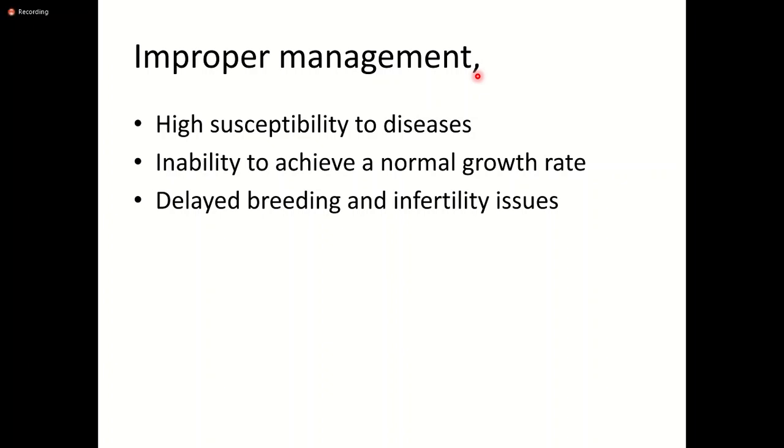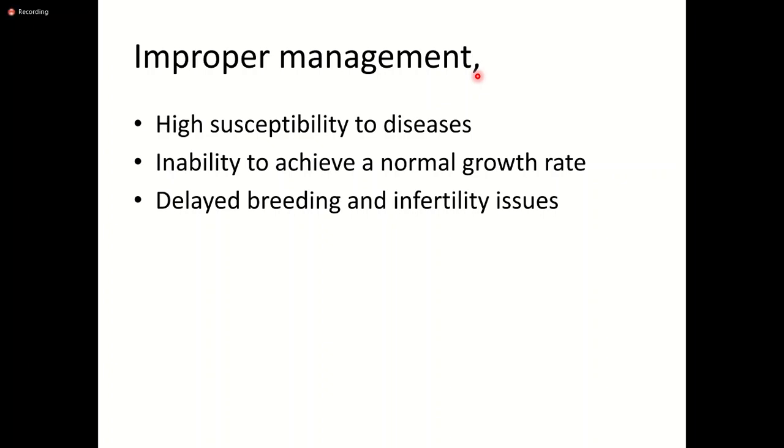Or poor management. What happens? Yes, of course they will be susceptible to lots of diseases, right? There will be lots of diseases. Maybe at the beginning of their life, they will have several diseases. For example, sometimes diarrhea, right? Coccidiosis, right? Or maybe any kind of respiratory issues, right? Breathing difficulties, right? So those kinds of things may arise from time to time for these animals, right?